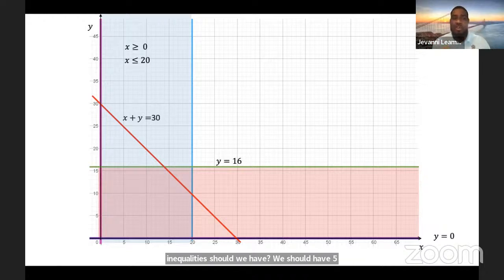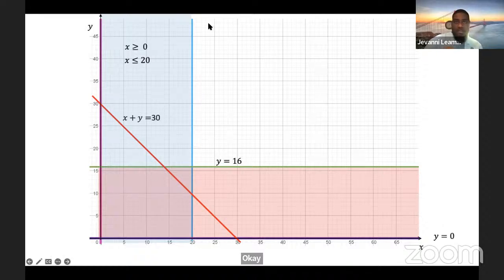Now that 1 more inequality, should it be above the line x plus y equals 30 or should it be below the line x plus y equals 30? Go ahead, tell me what you guys will tell me. So the last inequality, which region should I shade? Should I shade above or below the line x plus y equals 30? Above. Above. All right, let's see.